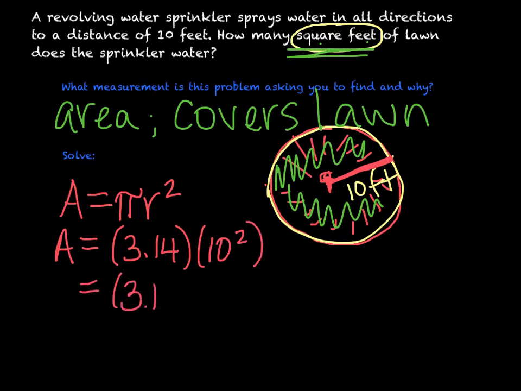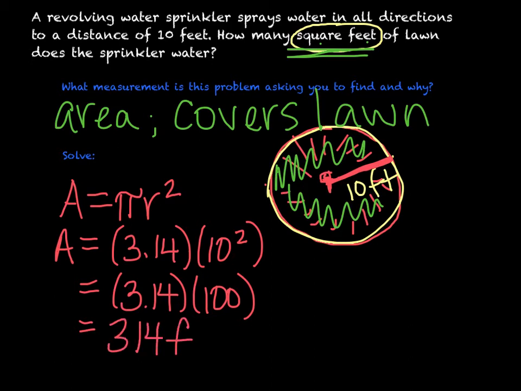So 3.14, we're going to do our exponents first. 10 squared is 100, and then we multiply that by 3.14. And anytime we're multiplying by multiples of 10, we're just moving our decimal point over. So 100 times 3.14 is 314 feet squared, or square feet. And that's how much lawn is being covered.